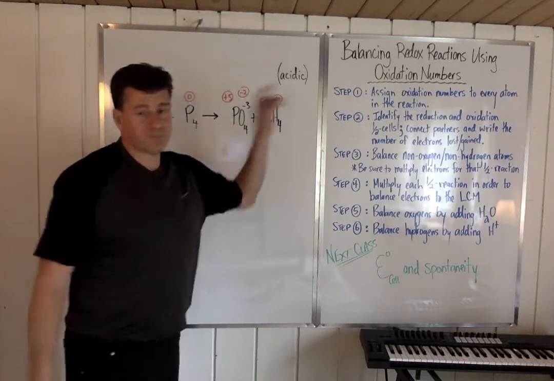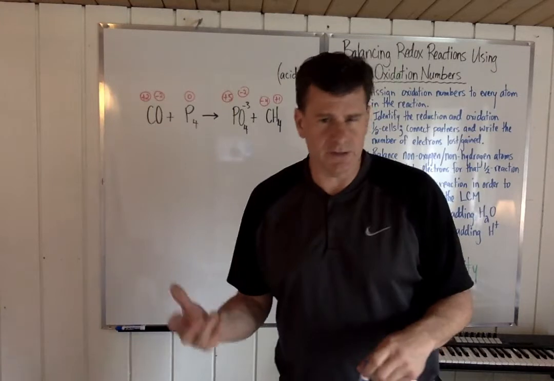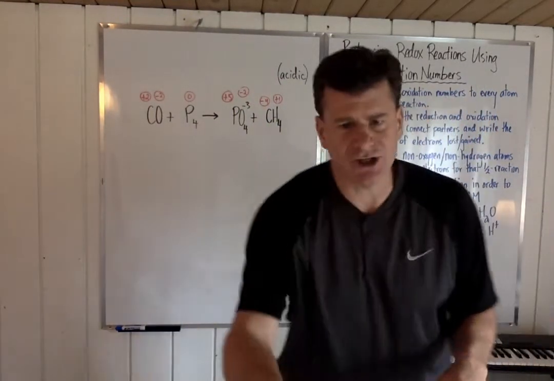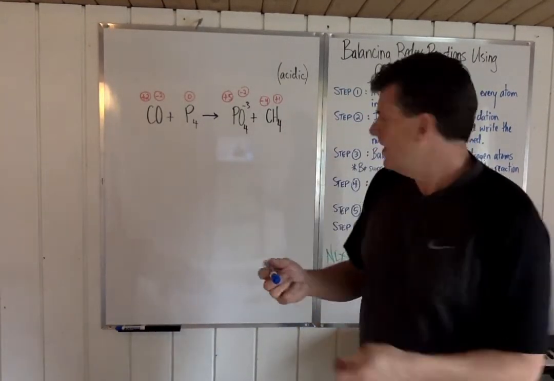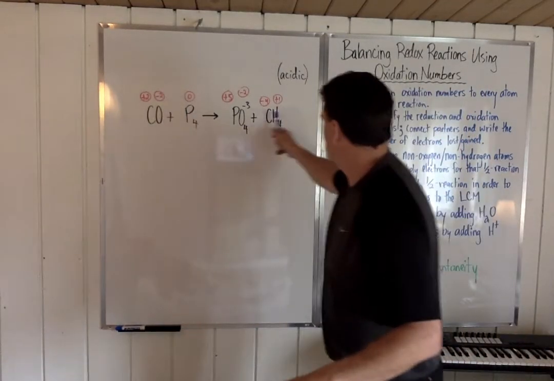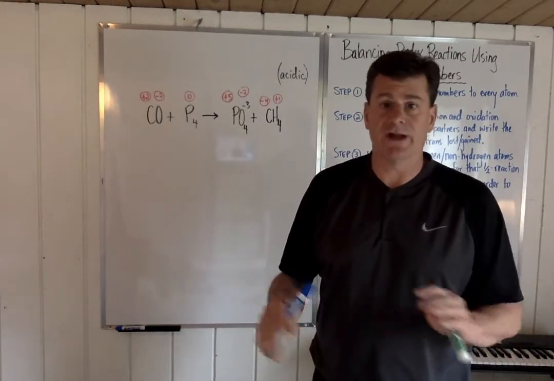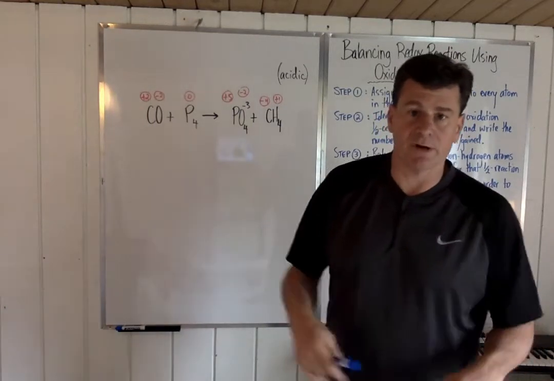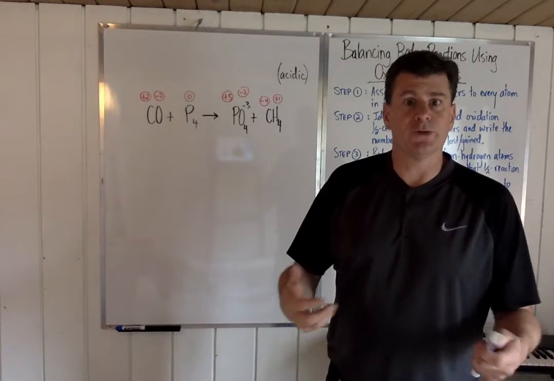Our second step is to identify the reduction and the oxidation half cells. So you need to look at what you've now written down as oxidation numbers, and be able to identify and usually draw a line connecting the two. So just quickly look at the oxygen, -2, -2. The oxygen didn't do anything. All the oxygen atoms are in the same oxidation state. Therefore, the oxygen wasn't part of the redox reaction. That means the carbon and the phosphorus must have been doing the actual reaction.